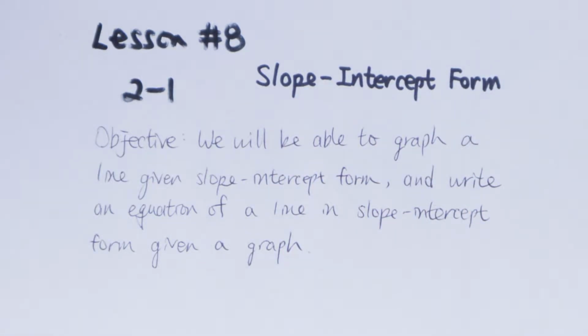The objective says we'll be able to graph a line given slope-intercept form and write an equation of a line in slope-intercept form given a graph. But first, let's do some review real quick. So let me take you back a little bit to 7th grade. Let's start with the things that you need to know for section 2-1.